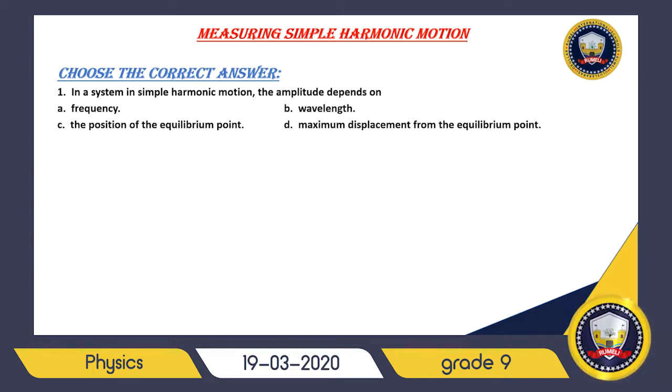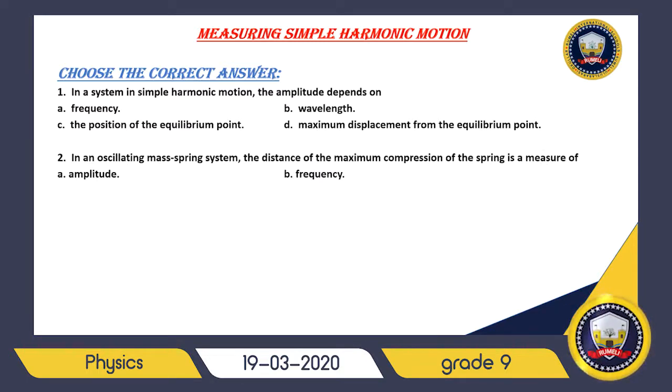Let's think for a while. Amplitude, what does it mean in general in simple harmonic motion? Yes, it means the maximum displacement from the equilibrium point. The maximum displacement away from the equilibrium point. So it will be D.